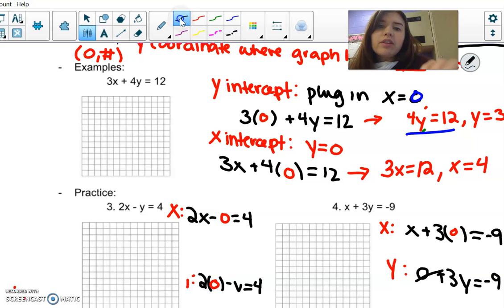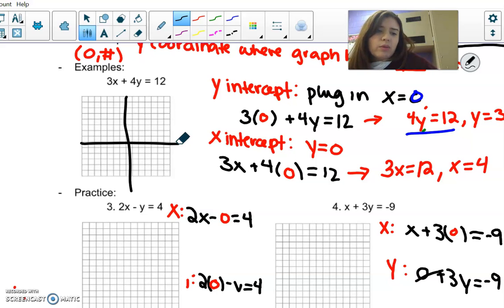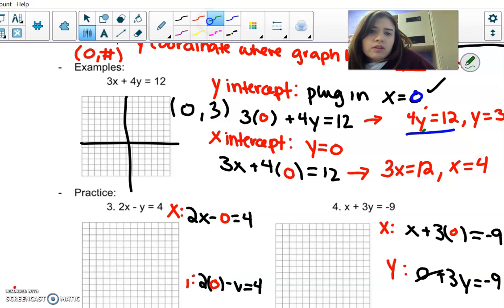So when we graph this, all we have to do is take those intercepts. So for our y, we get y equals 3. Our x is 0. We know that from the beginning. So our y-intercept is 0, 3. So that's my point. I'm going to go to 0, the origin, and go up 1, 2, 3. Put my point.